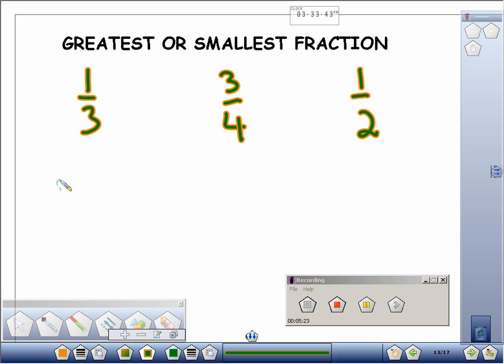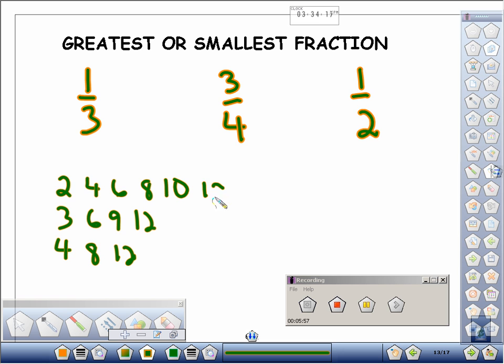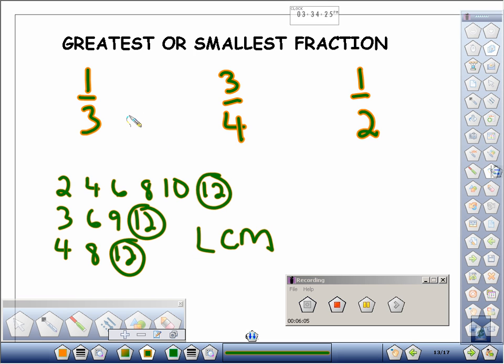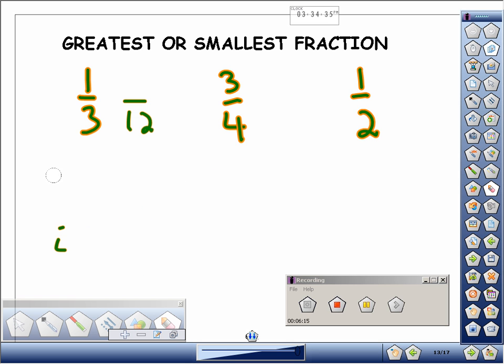So what I do is I put the number 2, the number 3, and the number 4 down here. I write my multiples: 2, 4, 6, 8, 10; 3, 6, 9, 12; 4, 8, 12. Now I see these two have 12, so if I go one more time with my 2, I'll have 12. That shows me that 12 is the least common multiple, or the LCM. If I rename these fractions to have 12, then it will be easier for me to put them in order. So I'm going to erase these. I found my least common multiple, which is 12.